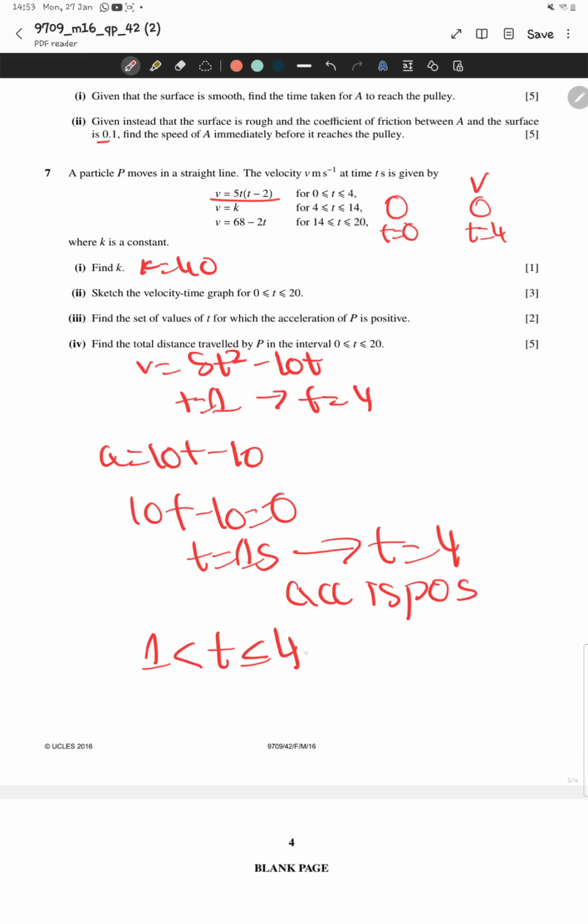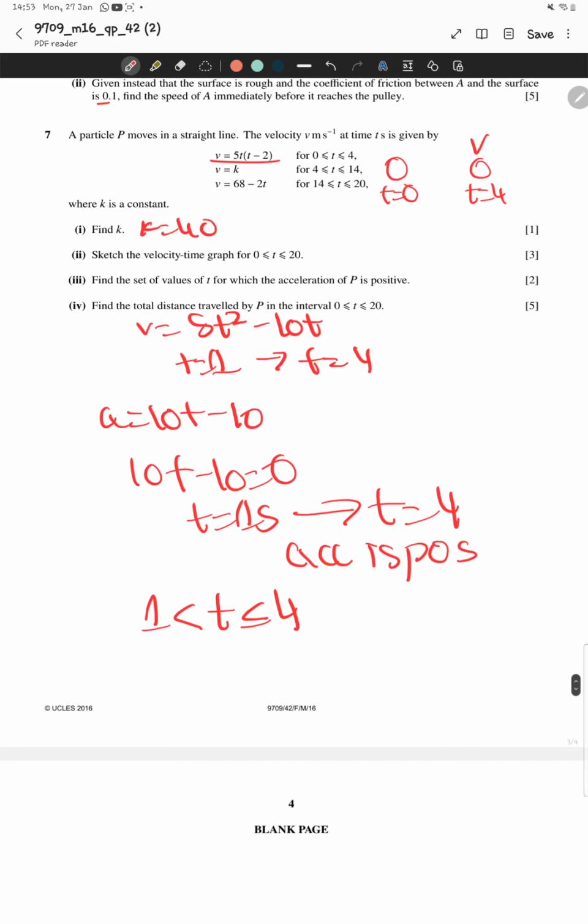And then at 4, it is positive, because if you find the gradient of this equation at 4, do 10 into 4 minus 10. It's 40 minus 10, it's 30, which means that there is acceleration, right? There's acceleration, but if you put t equals 1 into the gradient equation, you will get 0. So the acceleration is 0, not positive.